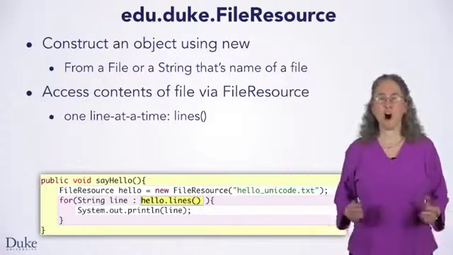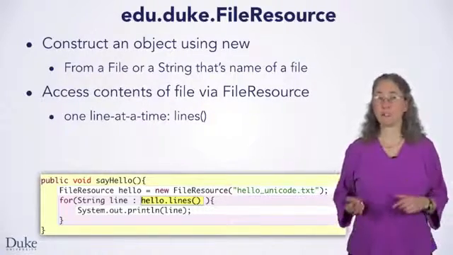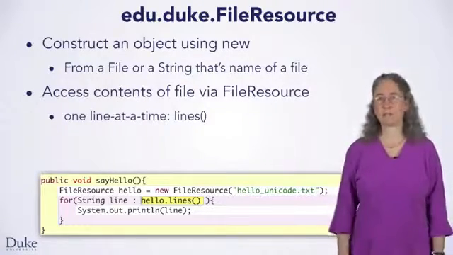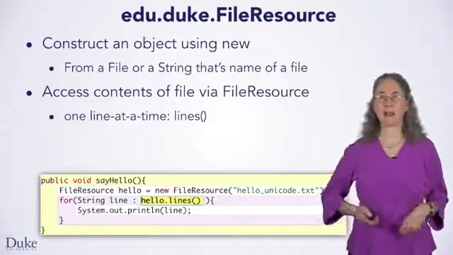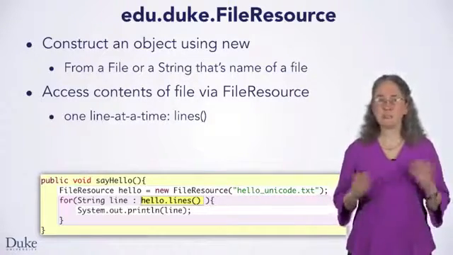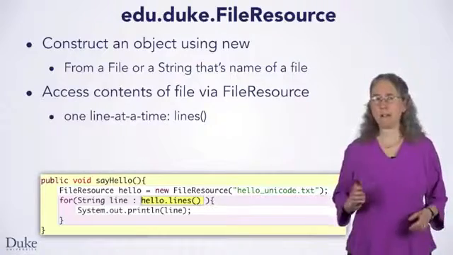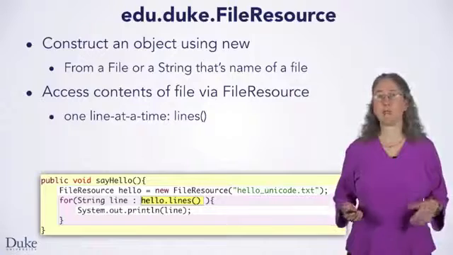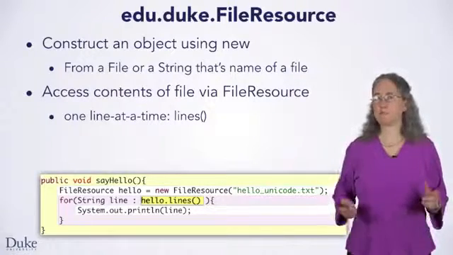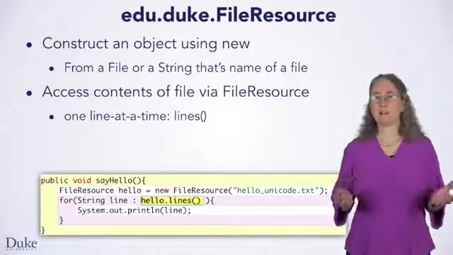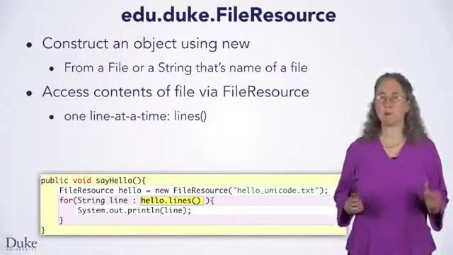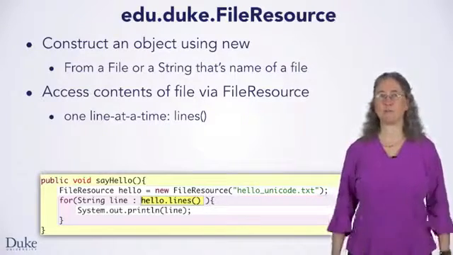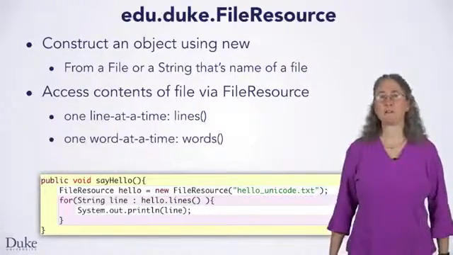Notice that methods always have parentheses with them. Thus, you can tell the difference between a variable and a method by whether it has parentheses or not. For example, in our code, line and hello are both variables. Neither one has parentheses. Now note that lines is a method. It has parentheses immediately following it. We could also call this method hello.lines. Do you see the dot right before the word lines? In hello.lines, note that hello is a variable of type file resource, so dot lines indicates lines is a file resource method. There are other file resource methods we could use.